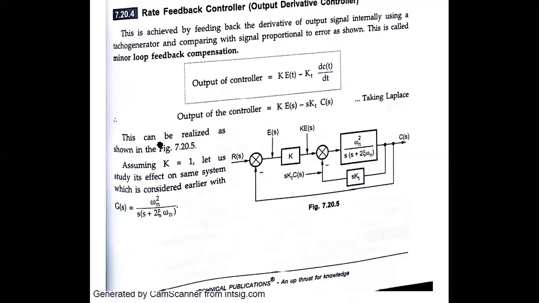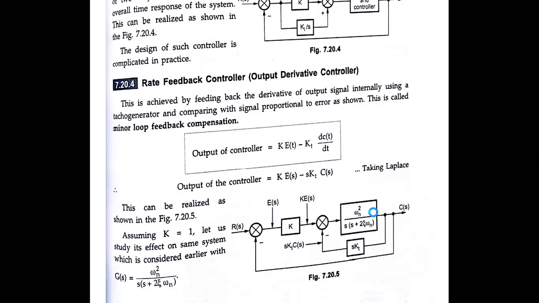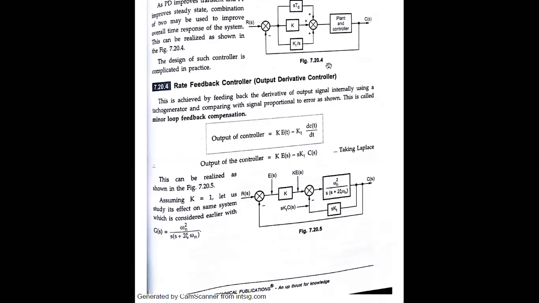And how can this be realized, how can this be converted into the block diagram? Here you can see R(s) is as it is. There is a feedback, and this feedback is almost the same, right? Both the feedbacks are the same. Now what about the plant? Always remember, the equation for the plant will always be the same, given by omega n square divided by s multiplied by s plus 2 zeta omega n. This will not change; this will be fixed.